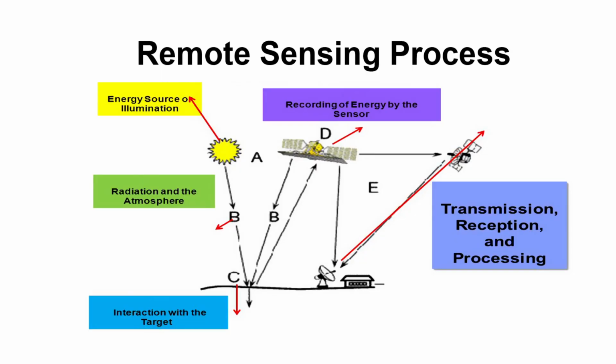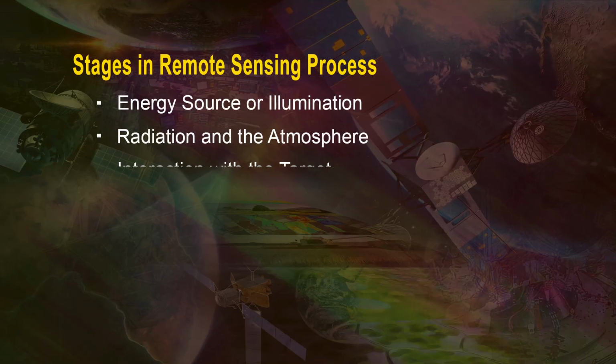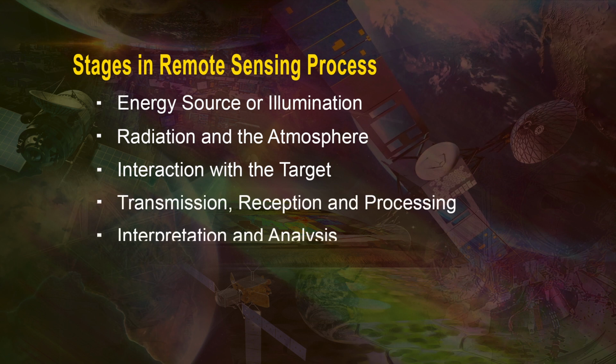There are a number of stages in the remote sensing process and each of them is important for successful operation. Remote sensing also involves the sensing of emitted energy and the use of non-imaging sensors. The stages are: energy source or illumination, radiation and the atmosphere, interaction with the target, recording of the energy by the sensor, transmission, reception and processing, interpretation and analysis, and application.